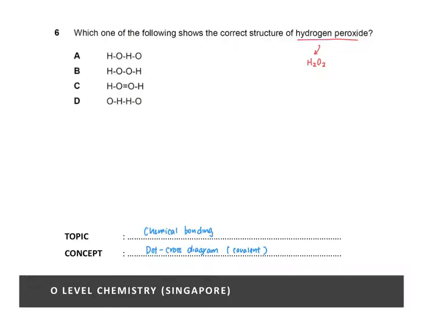So the most straightforward method is to recognize that each line in the structure represents a covalent bond, and each covalent bond represents a shared pair of electrons. So what we can do is, based on the structure given, draw out the dot and cross diagram for each option. For example, for option D, the dot and cross diagram as shown would look something like this.